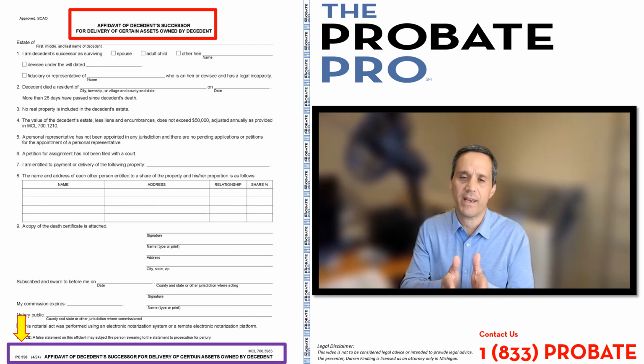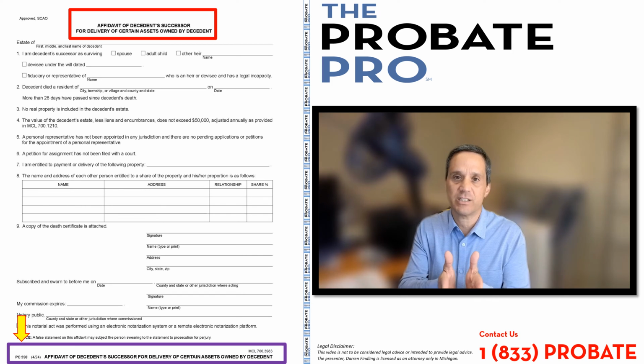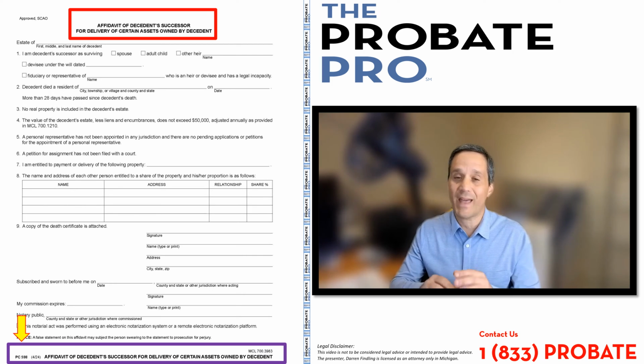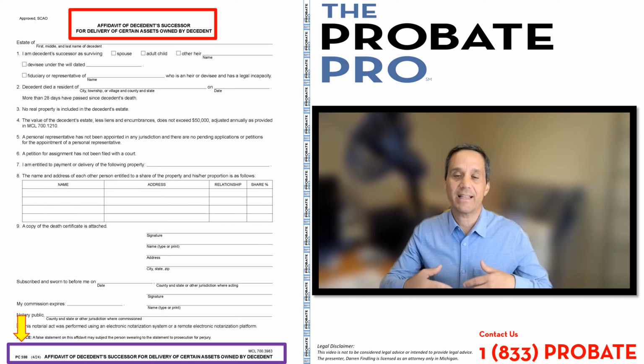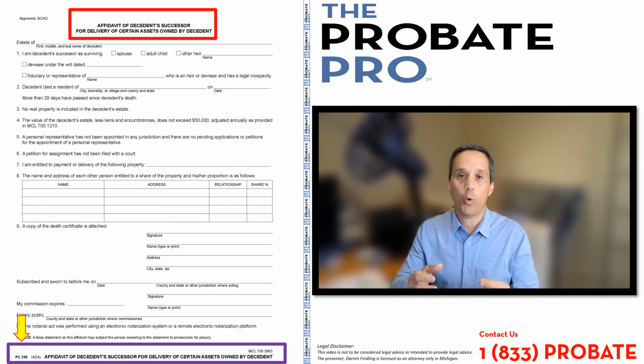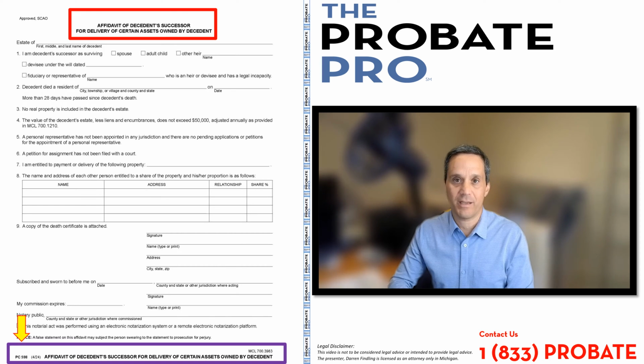Huge difference, so that many people can utilize this form without the necessity to involve probate, without the necessity to open a probate file. This form does not get filed with the probate court. There are no filing fees. It allows you to access funds from a financial institution or somebody holding money that belongs to the successor in interest without the necessity of probate. So it's access without probate. Let's work our way through the form.